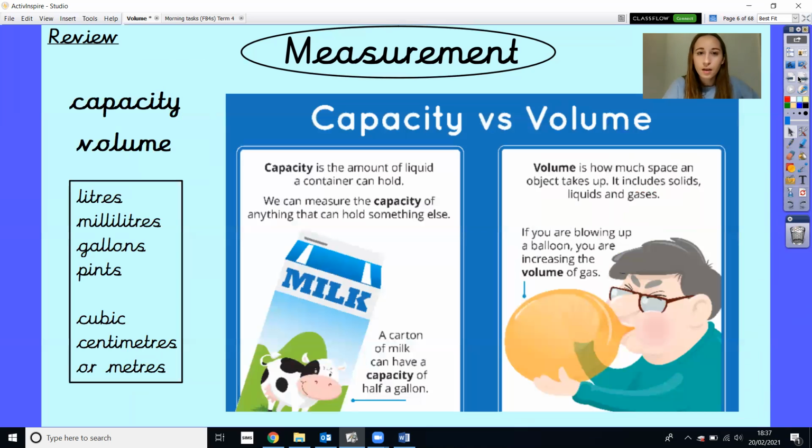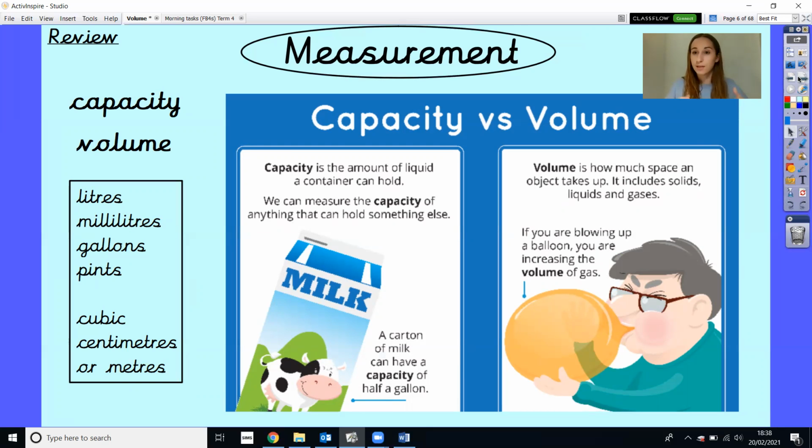I've then put capacity and volume together, which are two different things, slightly different, and we are going to be looking at those in the next few lessons. Okay, so we'll talk more about this, but essentially capacity is the amount of liquid a container can hold. So you might measure the capacity of, I don't know, a milk carton like we've got on the screen, or any sort of container. So you might say the capacity of that pot is 1 litre. Whereas volume is how much space an object takes up.